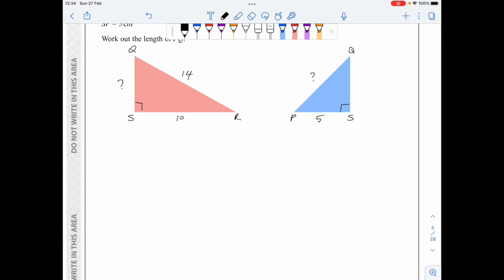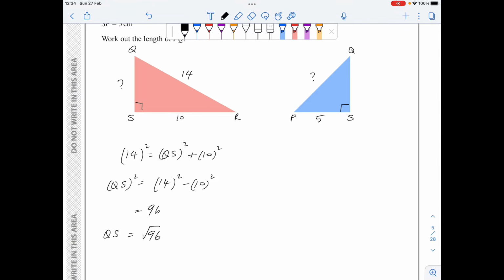So using Pythagoras theorem, 14 squared is equal to QS squared plus 10 squared. So QS squared is equal to 14 squared minus 10 squared. This is equal to 96. So QS is equal to the square root of 96. I'm going to leave this like this.